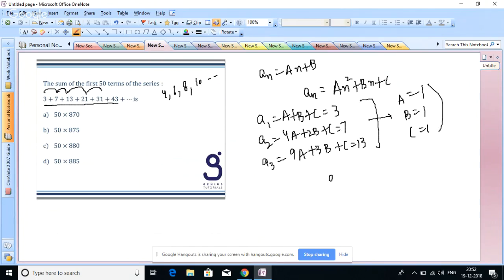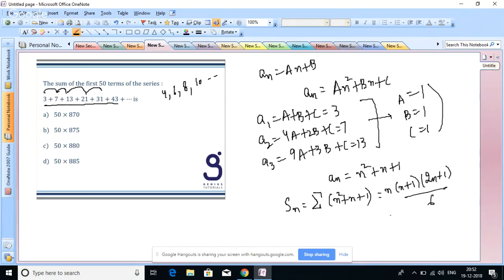So this way we can easily find the value of an as n square plus n plus 1, but we have to find the sum of 50 terms. So the sum of n terms is nothing but summation of n square plus n plus 1. Summation of n square is n into n plus 1 into 2n plus 1 divided by 6, plus summation of n is n into n plus 1 by 2, plus summation of 1 is n. Now you just substitute n is equal to 50 here, and you will get 50 into 885 as your answer. So option D is your correct answer to this question.